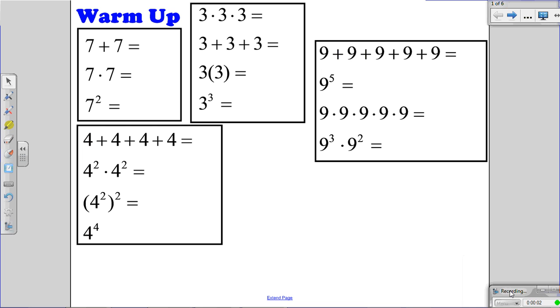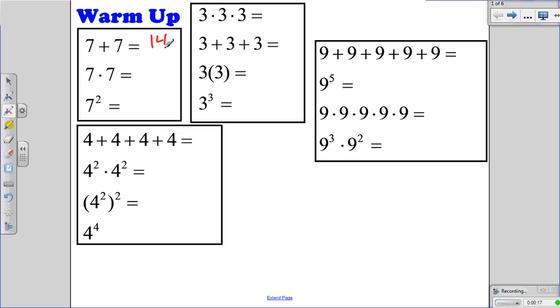Okay, this video is dedicated to exponents and the fundamental properties that go with it. So let's first do this warm up to understand what exponents are. So let's go ahead and take a look. Here we have a great example where we have 7 plus 7 is 14.